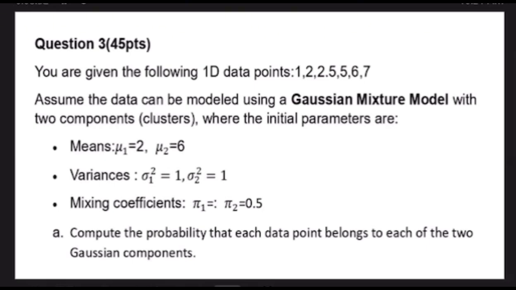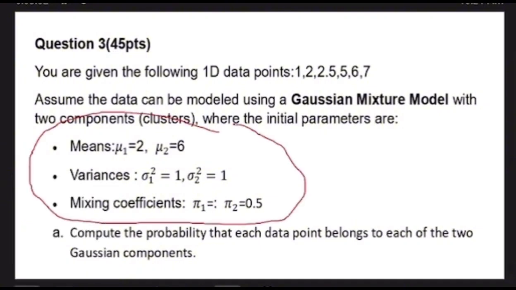Now, where the initial parameters. Take a look at this. You're given the initial parameters to be that. Don't forget, because I have two clusters, there will be two means, two variances, and two mixing coefficients. You're going to be given that. Does that make sense?